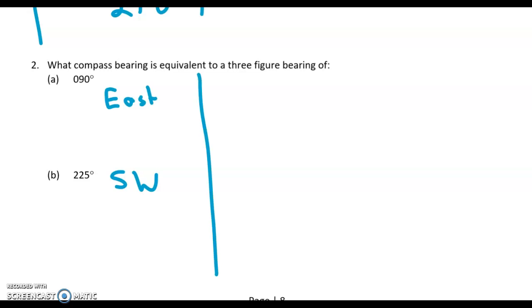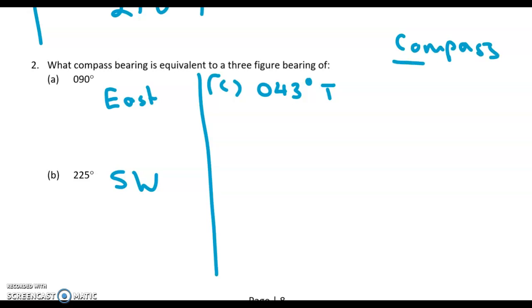So what if we had 043 degrees true? Well, as a compass bearing, I'll put the compass ones down in the list over here. In terms of a compass, we've got to think about what's the turn from either north or south. So that would be north 43 degrees east.